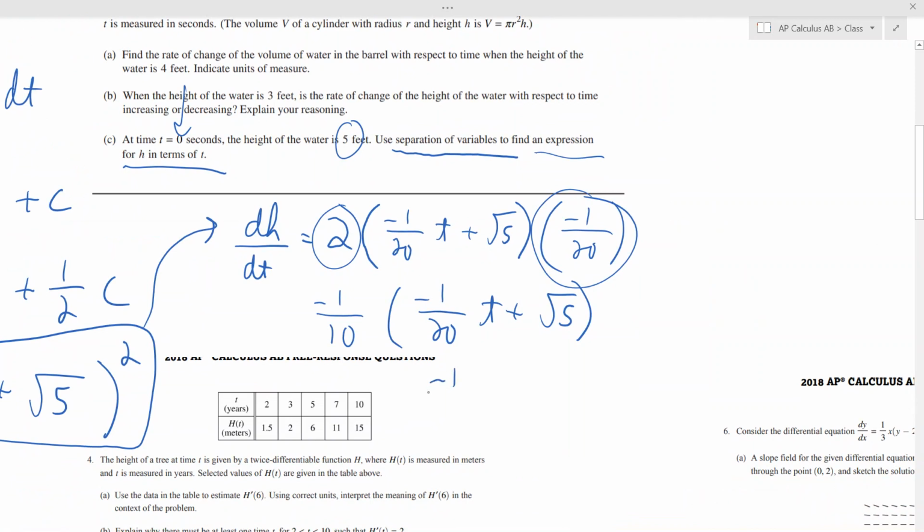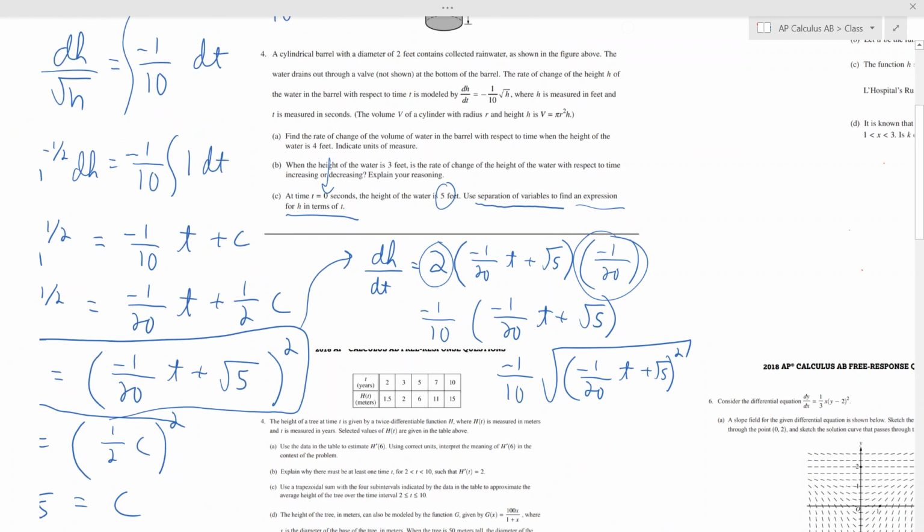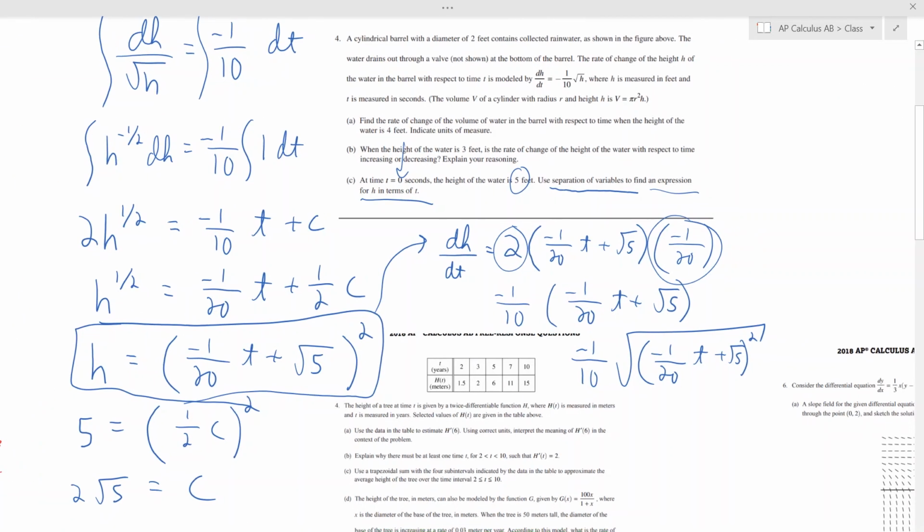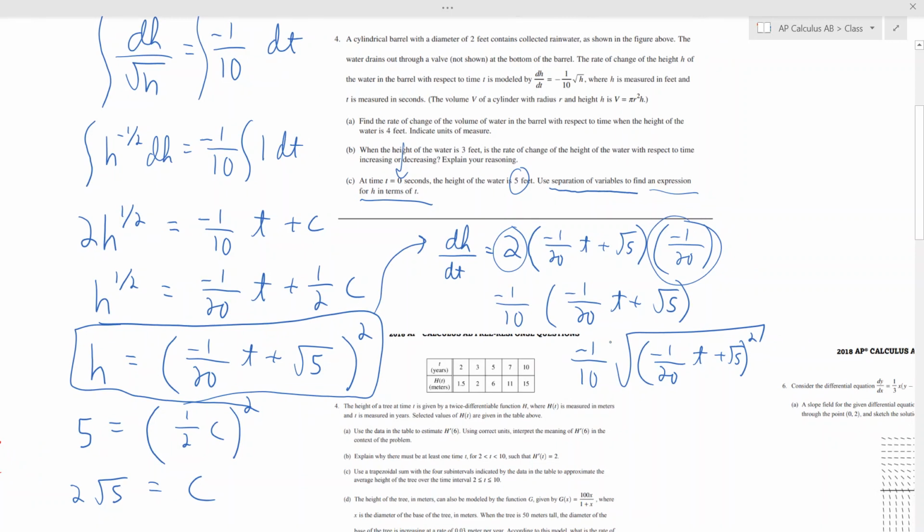Negative 1/10 root h is negative 1/10 the square root of negative 1 over 20t plus root 5, and h was that squared. Remember that? That's what h was over there. So if you put that into that derivative, negative 1/10 root h, when you take the square root of that thing, you get the answer we got right here. So the same thing. They're just messing around with the variables a little bit.